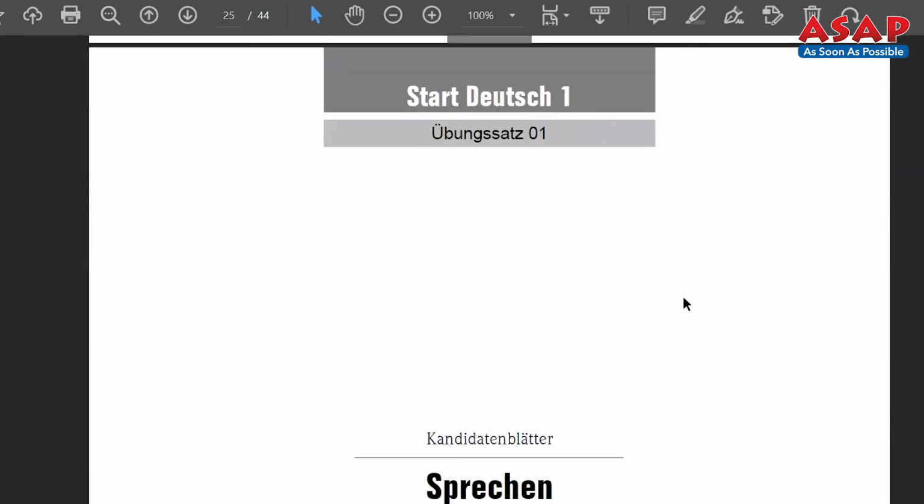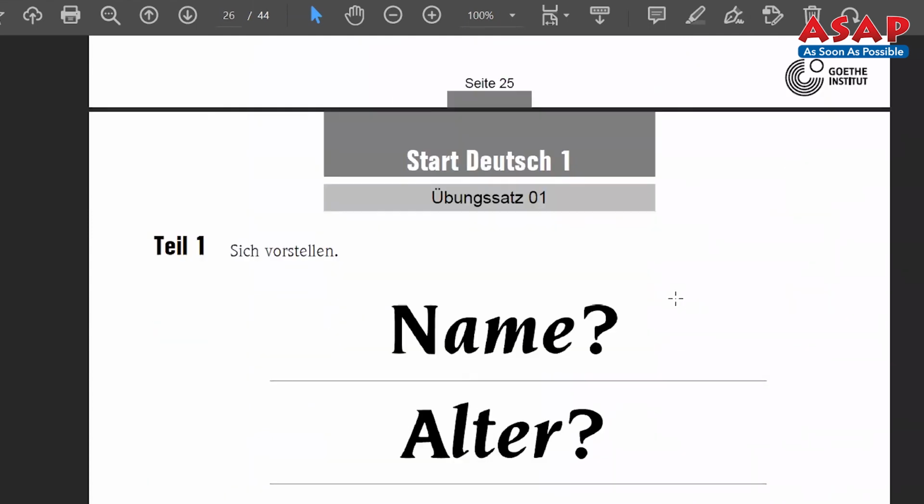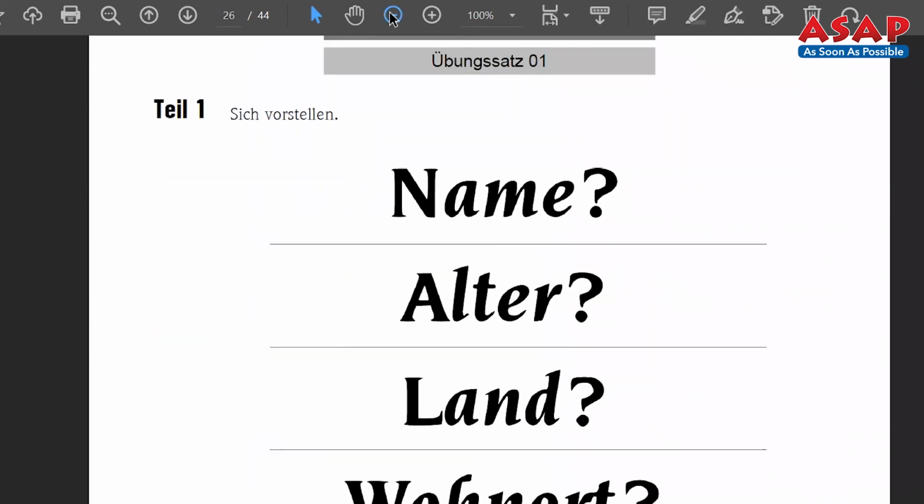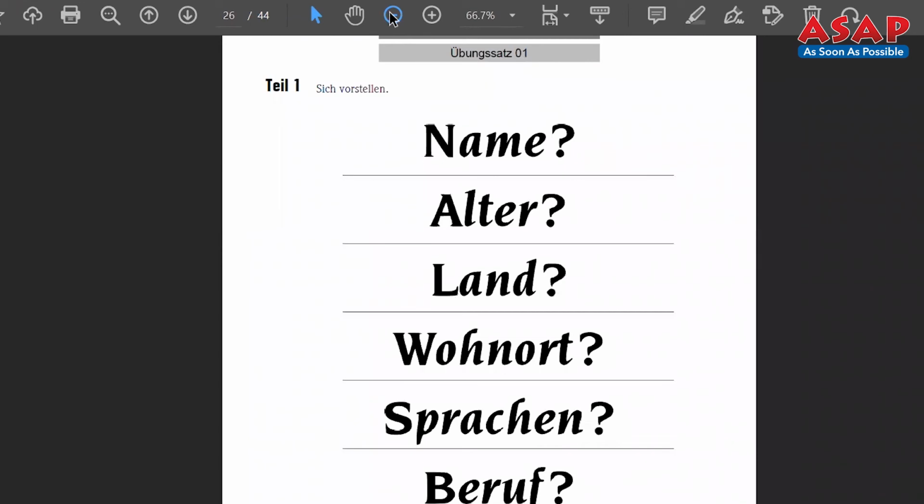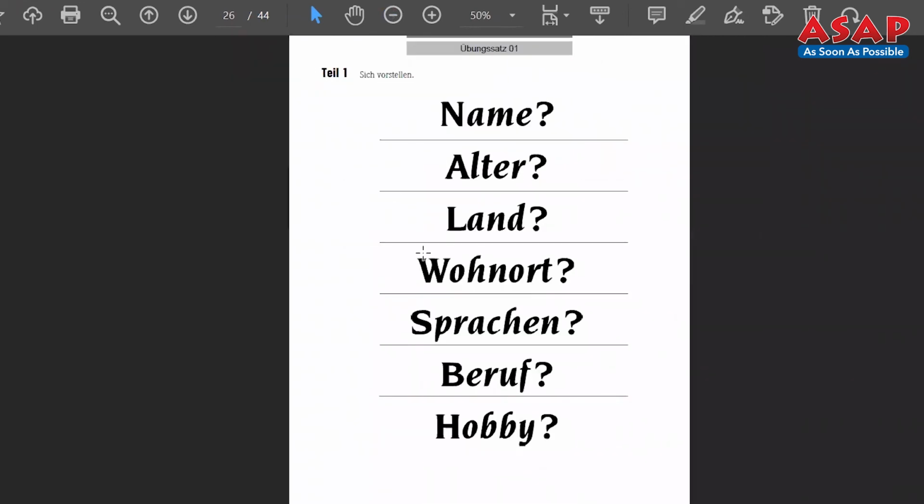Expression, 15 Minuten, and here this question is fixed. 5 points you must get out of 15. Even if you have not learned German, these 5 marks you must get. Name, Alter, Land, Wohnort, Sprachen, Beruf und Hobbys. After you introduce these points, you will see actually, it's not like you have to learn this by heart. You can see this in the exam. The examiner will show you these points and he would expect you to speak on these points.